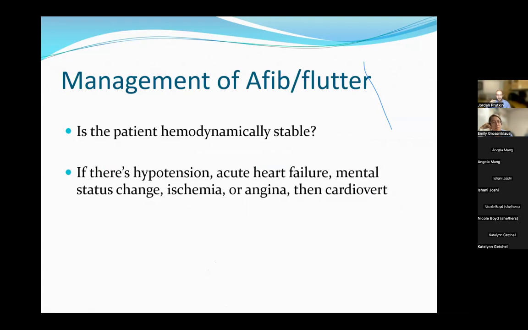If they are having symptoms which are concerning to you, and especially if there's hypotension, then you want to be cardioverting them. However, please don't be shocking anyone while they're awake. If you're going to get to the point where you have to cardiovert someone, please have anesthesia there because it really hurts to be shocked.